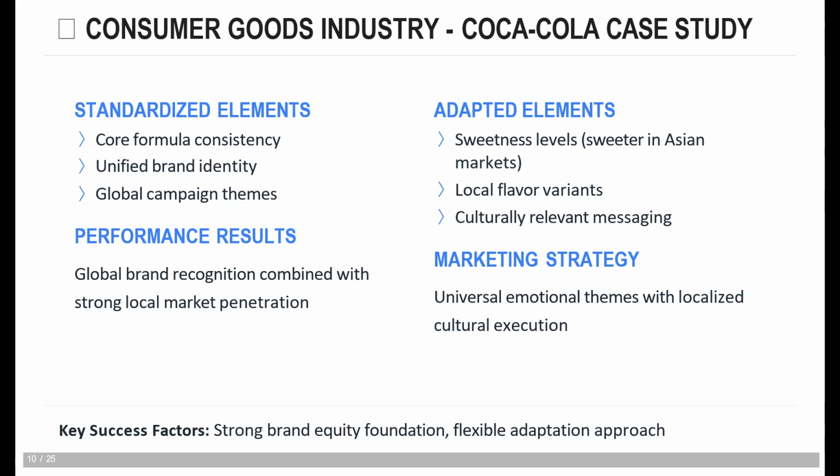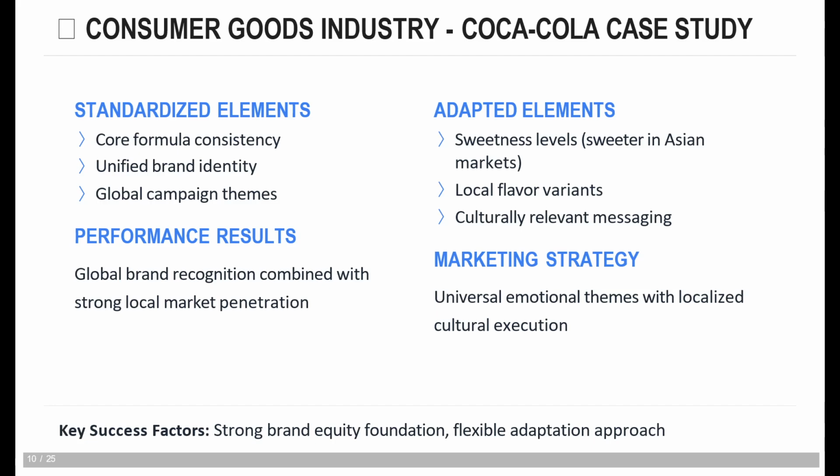Next, global campaigns like Open Happiness are used across markets. Then adapted elements. Sweetness levels are adjusted for local taste, sweeter in some Asian countries. If you have traveled to other countries and ordered Coca-Cola, you will know the taste difference, but still it's sweet, right? You will still know that it is Coca-Cola. Next, local flavor variants are introduced. There's a green tea Coke in Japan. If you have not been to Japan, you should try to look at it.